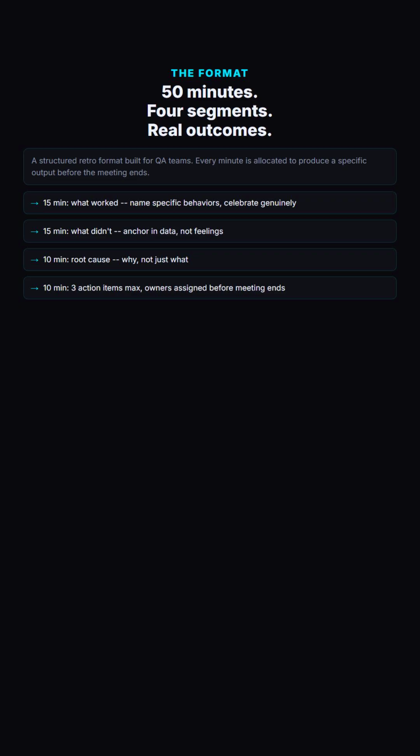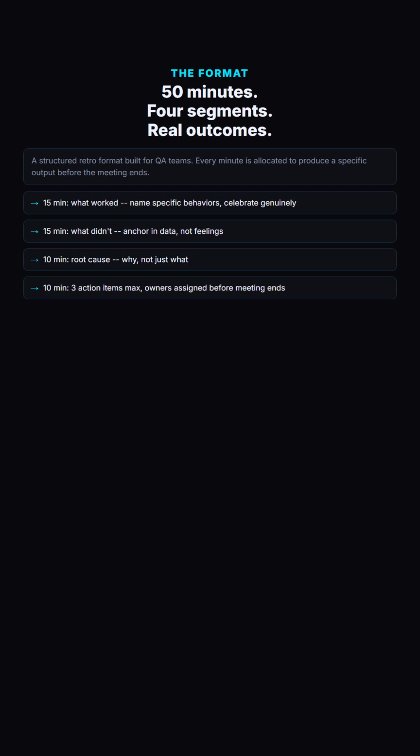Be specific here, name real behaviors and decisions that contributed to positive outcomes, and celebrate genuinely rather than going through the motions. Spend 15 minutes on what did not work, using the quality data to anchor the conversation in facts rather than feelings. Spend 10 minutes on root cause analysis for the 1 or 2 most important problems, not just what happened but why it happened. And spend the final 10 minutes drafting specific action items, committing to no more than 3, with owners and check-in dates assigned before everyone leaves the meeting.